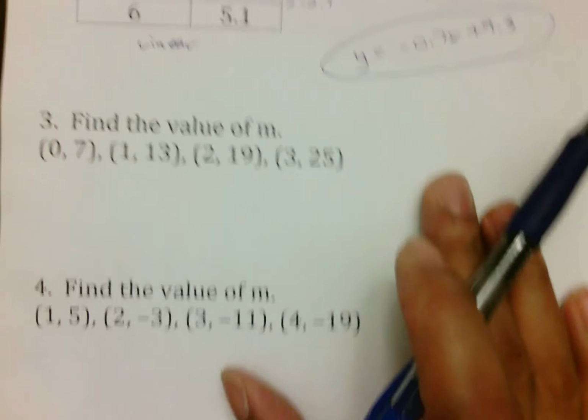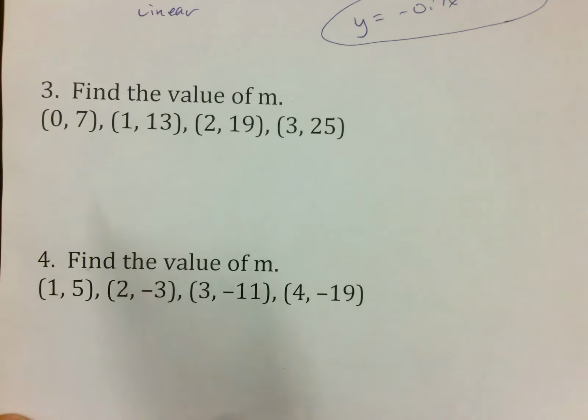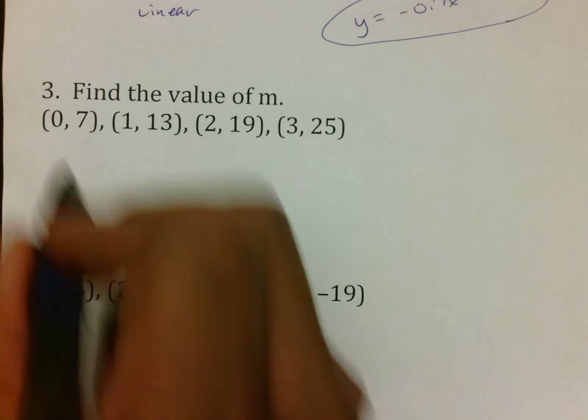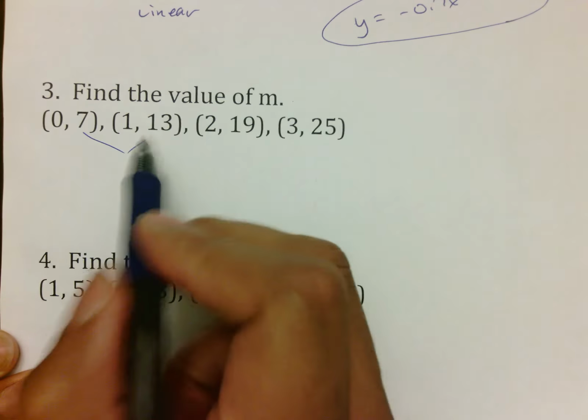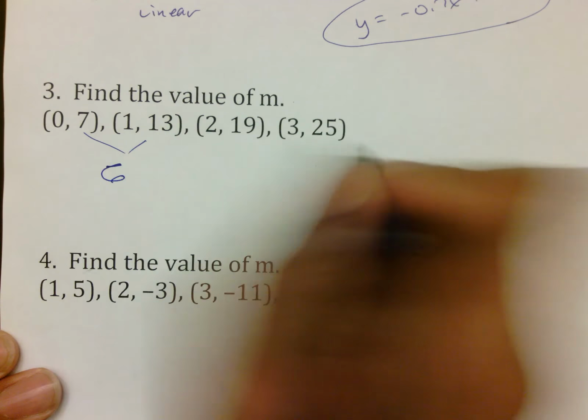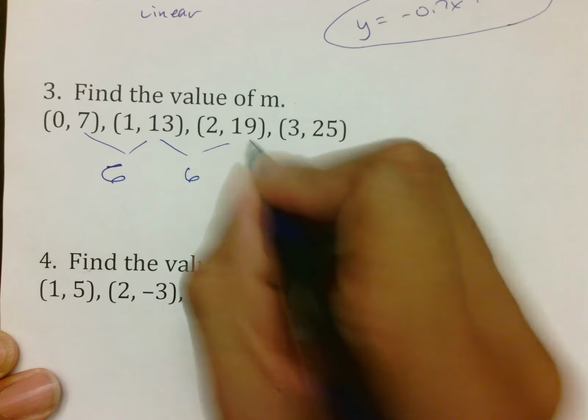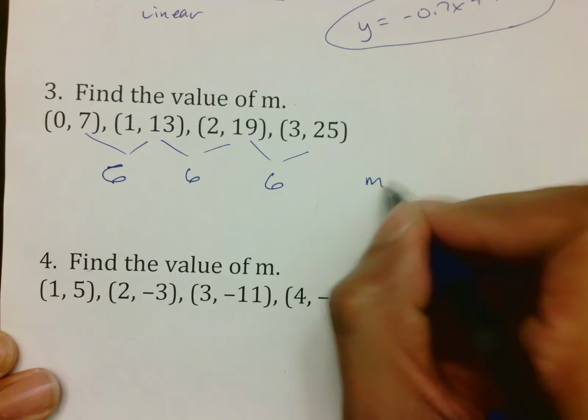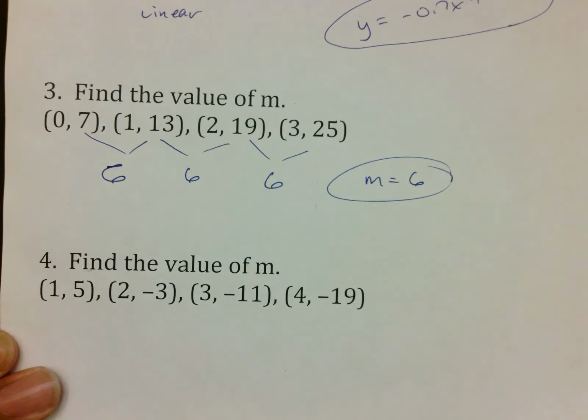3 and 4 were very straightforward. These aren't what you'll see on the quiz, but again, just finding the value of m shouldn't be that bad. You just got to be careful on it. You do second minus first. 13 minus 7 is 6. 19 minus 13 is 6. 25 minus 19 is 6. You should have had something about m being equal to 6.